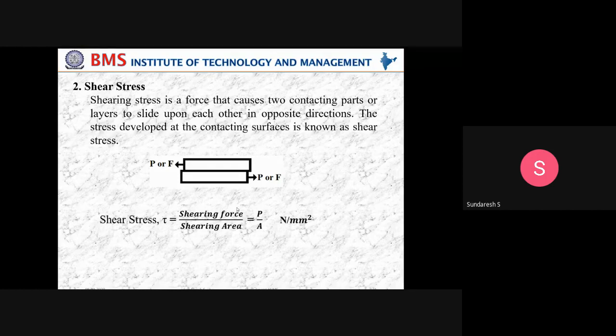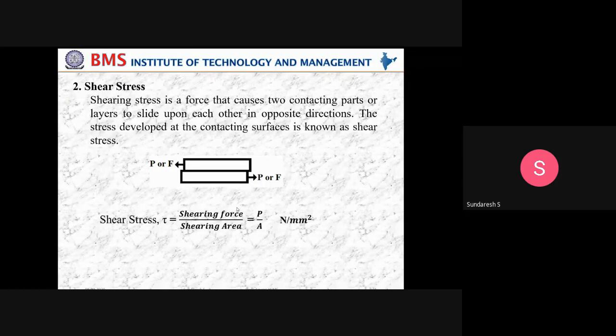Shear stress is a force that causes two contacting parts or layers to slide upon each other in the opposite direction. The stress induced or developed across the contacting surfaces is known as a shear stress. Before we discuss what is a shear stress, we have to discuss what is a shear load or a tangential load. See, the load which is acting along the tangential direction, not in the axis, tangentially. So that will cause the sliding of one layer over the other.